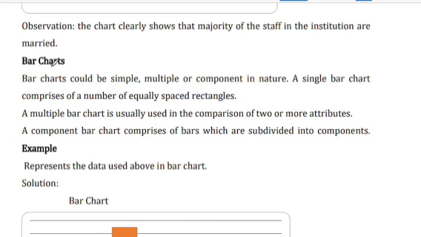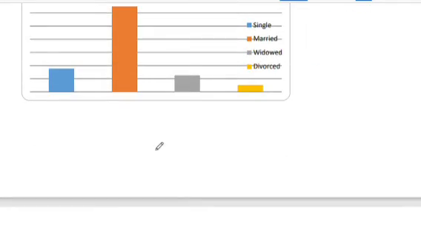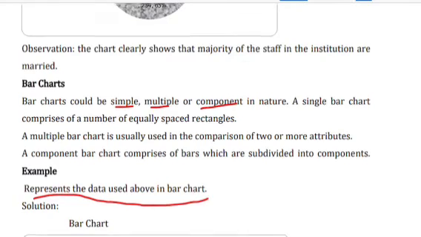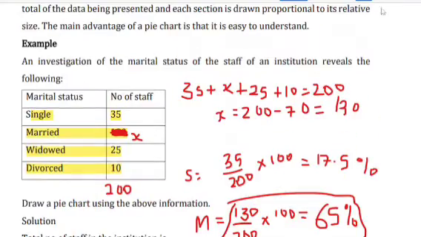So the next part is bar charts. Bar charts can be of three forms: simple bar chart, multiple bar chart, and component bar chart. I'll tell you what all of this means. I'm going to use this as an example. They said to represent the data used above in a bar chart. A bar chart has different rectangles representing the number of people in each of the groups. So this is what they ask us to use.